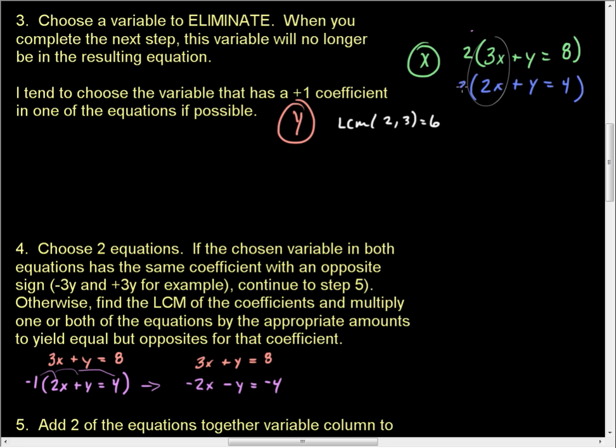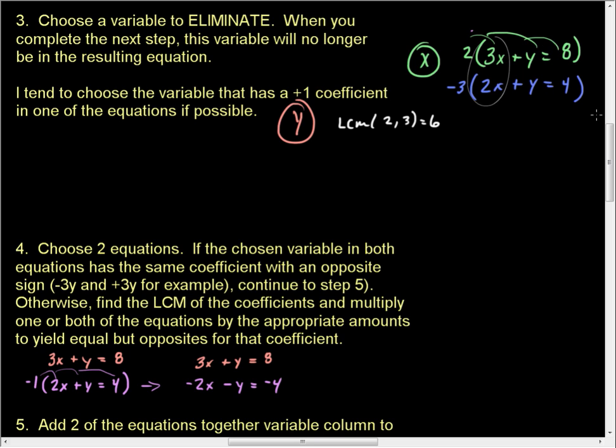I can do this because they are different equations. It's not like I'm multiplying one side of the equation by 2 and the other by 3. I'm multiplying two different equations by two different amounts. Now here's the kicker. They're still both positive. I've got to make one negative. Doesn't matter which one you choose. Just throw a negative sign in there. Now, go ahead and complete step 4.